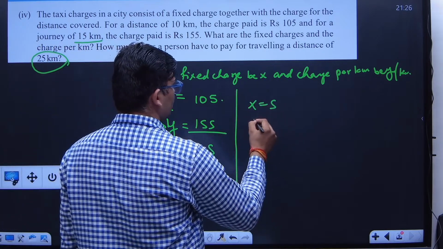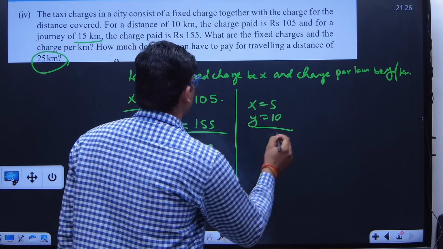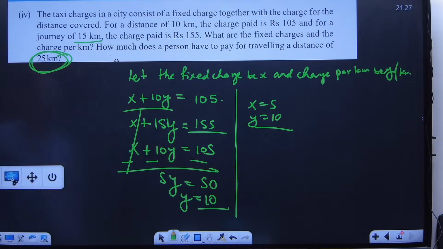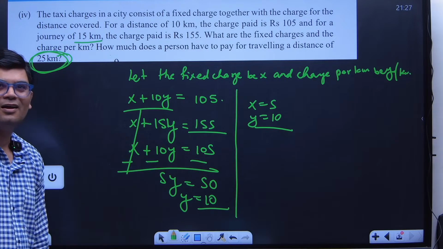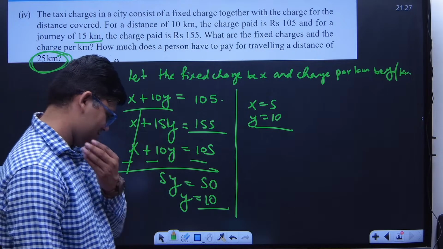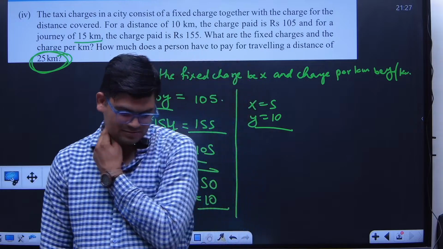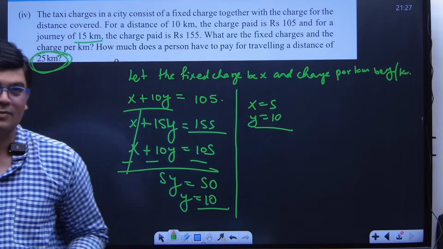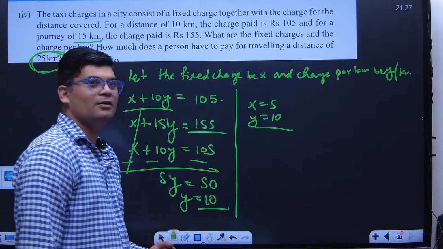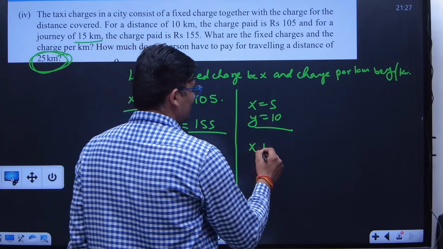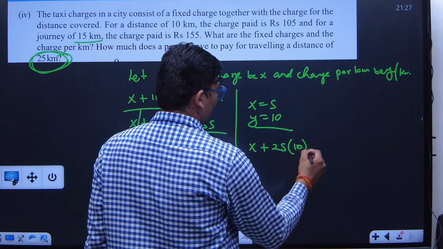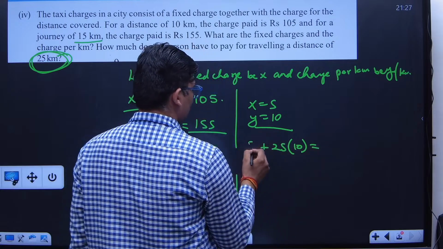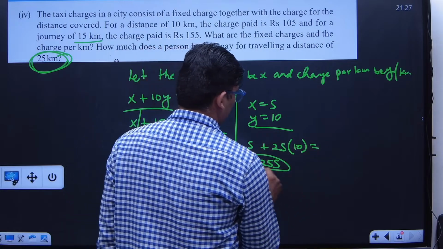So once you got x and y, can you tell me if the car travels a distance of 25 kilometer, what is the price you are going to pay? 125? No. 255, my dear. So x plus 25 into 10. So it is going to be 255.